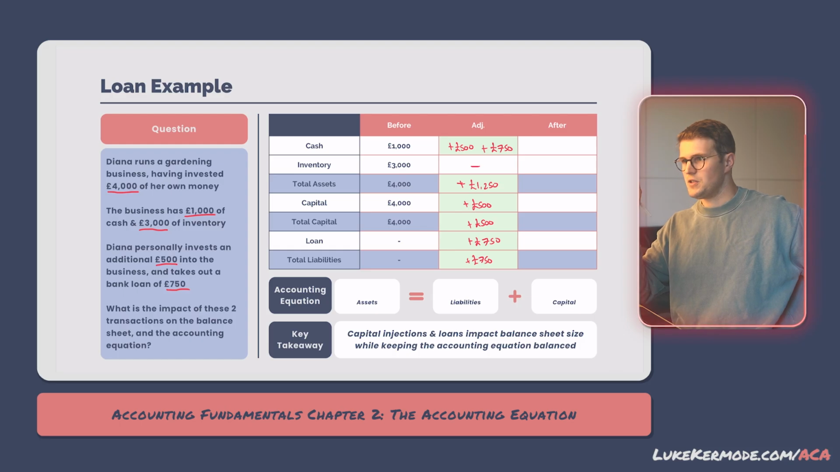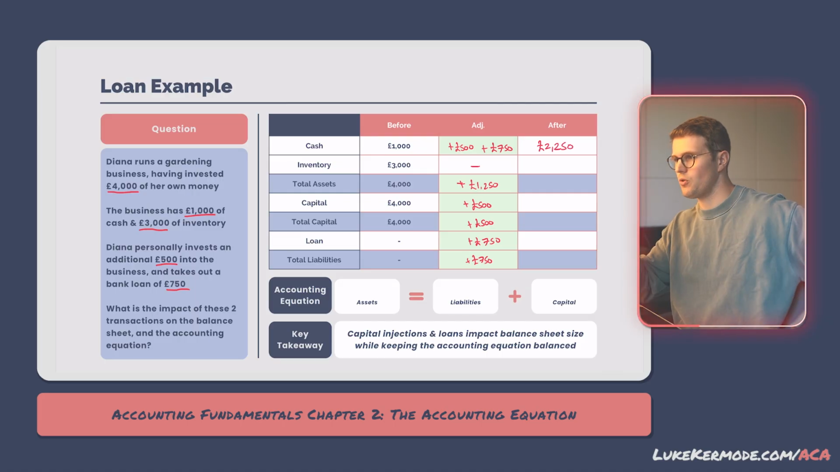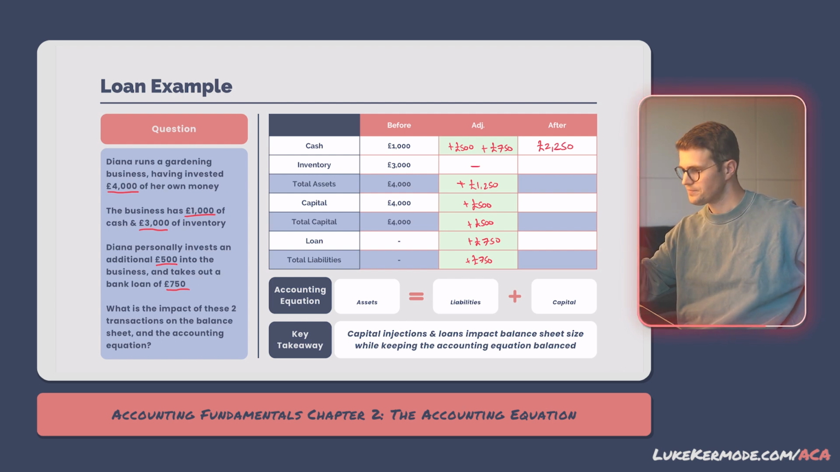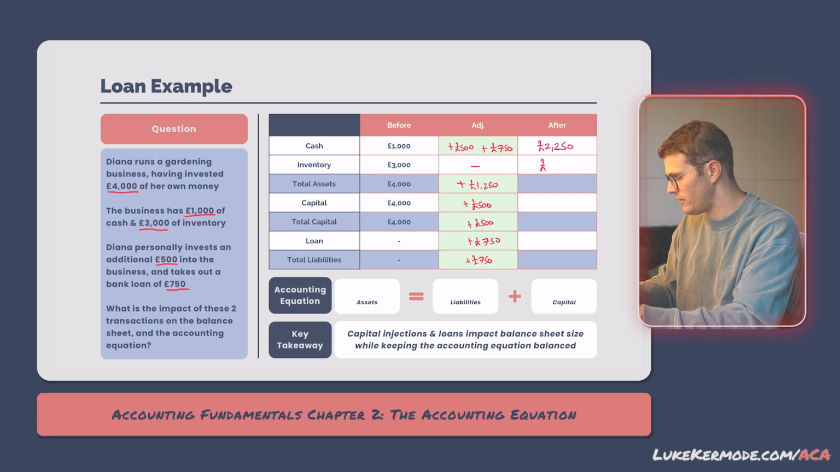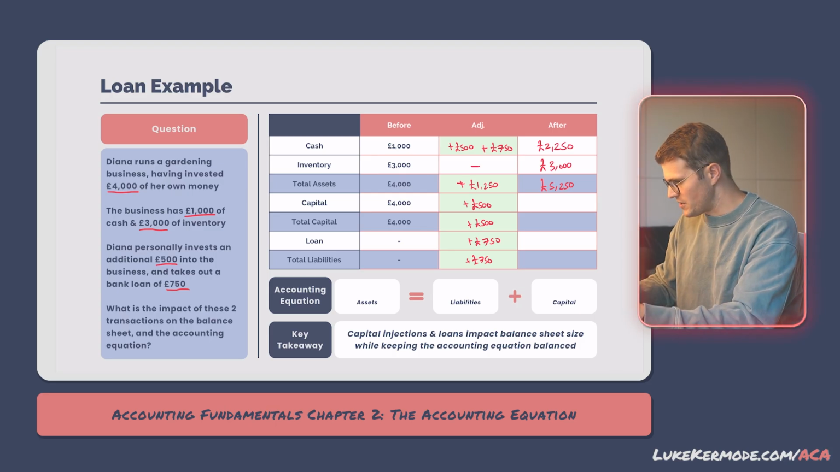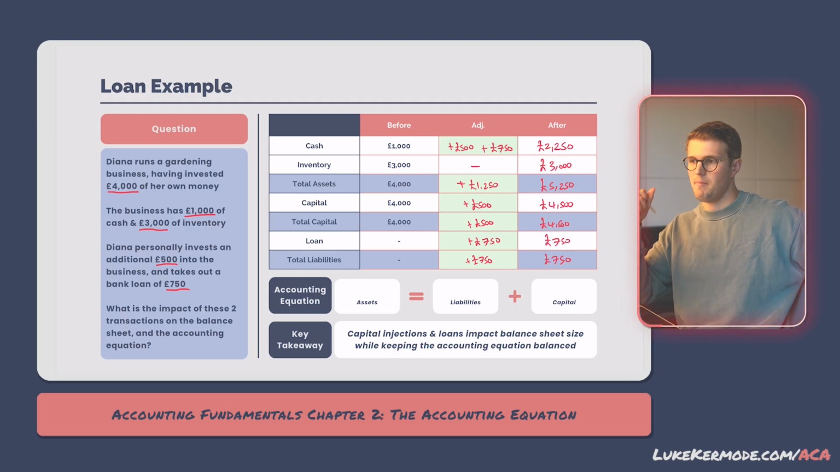So after we've factored in these two transactions, the balance sheet is now going to show £2,250 worth of cash. That's the original £1,000 plus the £500 capital injection plus the £750 loan. And then we have £3,000 of inventory, so £5,250 of total assets. Capital has risen to £4,500, and liabilities now stand at £750 as we have a new loan that needs to be paid off.